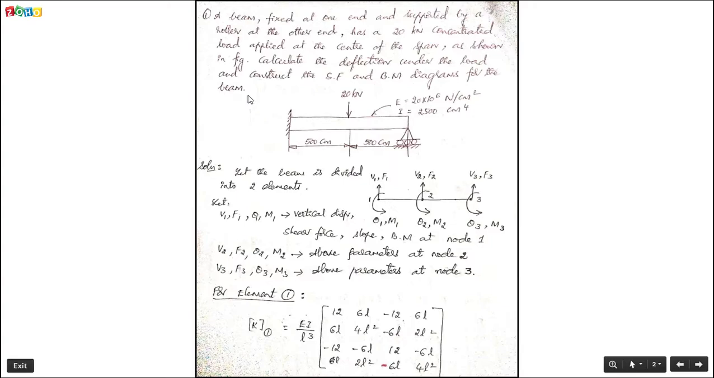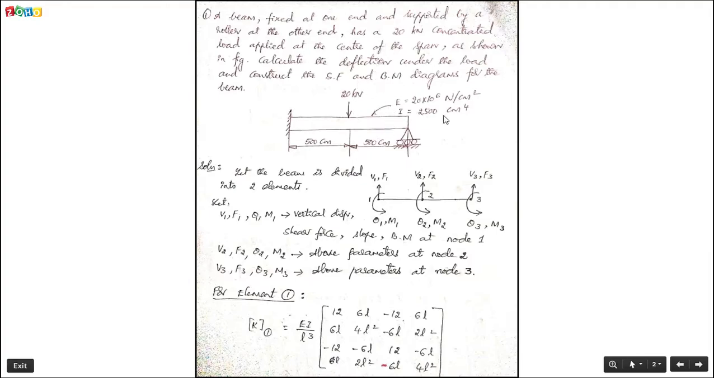So here a beam has been taken, one end is fixed, the other end is supported by a roller. 20 kilonewtons are acting at the center of the beam. After that, by using FEM analysis, we have to find the deflection and the shear force and bending moment diagrams.